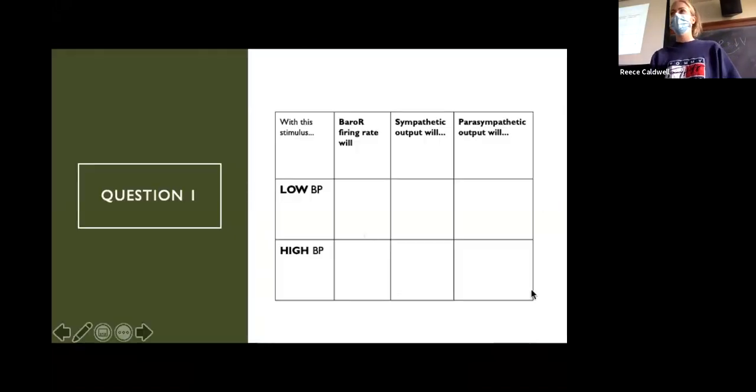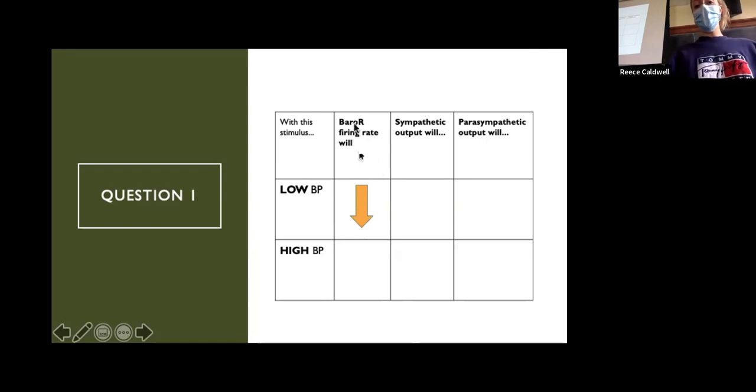So this should be the first chart on your discussion worksheet. So what we're going to look at is kind of what we just talked about when looking at low blood pressure and high blood pressure. So with low blood pressure, our baroreceptor firing rate will be decreased. So remember, it works through negative feedback, so it has kind of that inverse action. So with low blood pressure, we have a decreased firing rate from those baroreceptors.